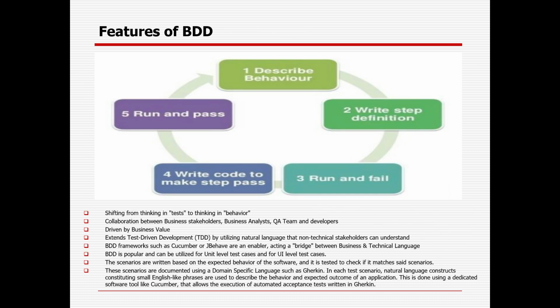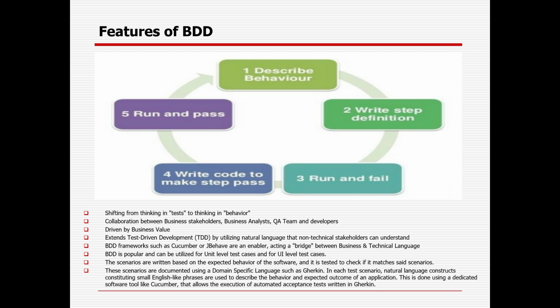The features of BDD: first we will describe the behavior. Once the behavior description is completed, then we will define the steps. After that we will try to run them, and initially, without step definitions, they will fail. So as part of the fourth step, we will write the code to make the steps pass, and after that we will do a successful run, and mostly it will pass in case there is no defect associated. So here in BDD we are shifting from thinking in tests to thinking in behavior.